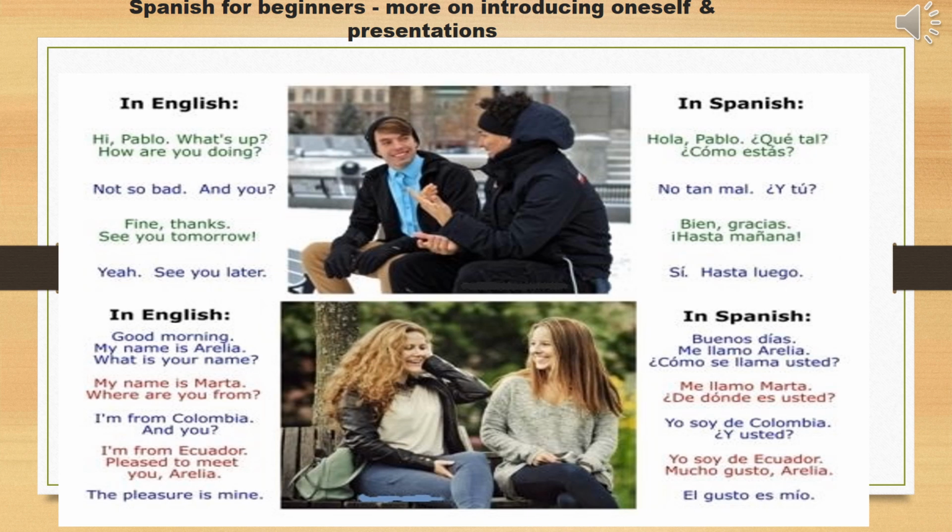The pleasure is mine. El gusto es mío. Remember that es is the verb when we are talking about this. Eso es mío, that is mine. So el gusto es mío. Es is also from the verb ser, in the third person singular. We use it when you want to say the pleasure is mine, because it is something permanent with you, the pleasure. So el gusto es mío.